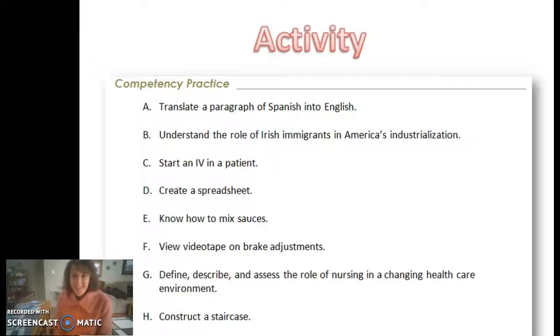Okay, now it's time for you to get your hands in there and try your best at the competency practice, and then take a look at your own course competencies and make sure that they're developed to their best ability. If you have any questions at all, you can email me at any time.